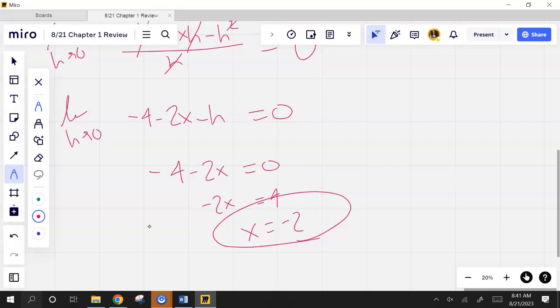So I plug it into the original. I'll do f of negative 2, which is 3 minus 4 times negative 2 minus negative 2 squared. 3 plus 8 minus 4. 7. So that point is negative 2, 7.